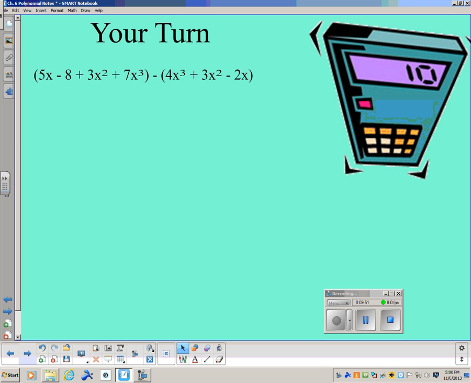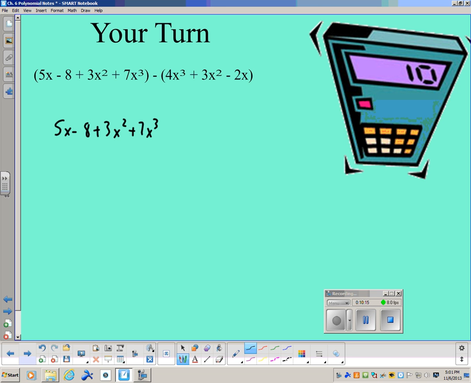So now I've got another one here for you to go ahead and try. We've got 5x minus 8 plus 3x squared plus 7x to the third, in parentheses, minus, in parentheses, 4x to the third plus 3x squared minus 2x. So again, if I were to do this one using the vertical method, I would just write out the first one exactly the way it is.